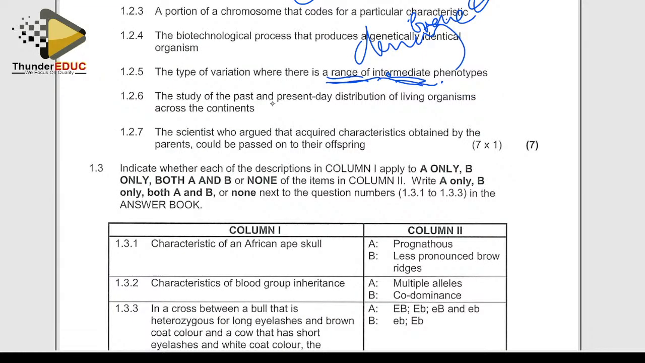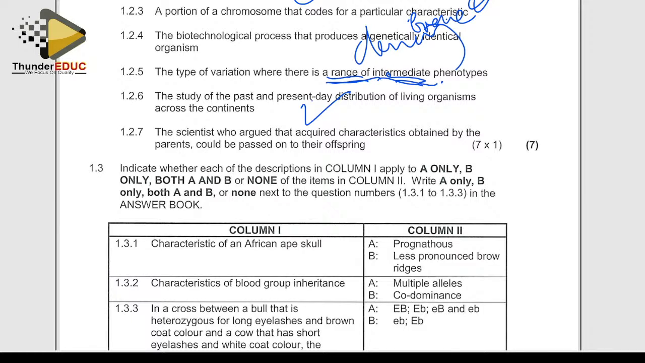And they're saying the study of past and present-day distribution of living organisms across the continents. Living organism is bio, then distribution is geography, so it is biogeography. They're saying the scientists who argue that acquired characteristics obtained by the parent could be passed to the next generation or offspring.